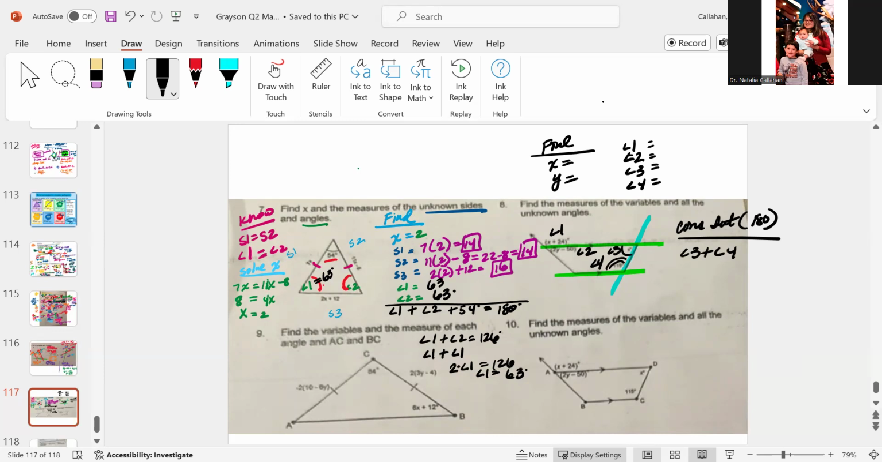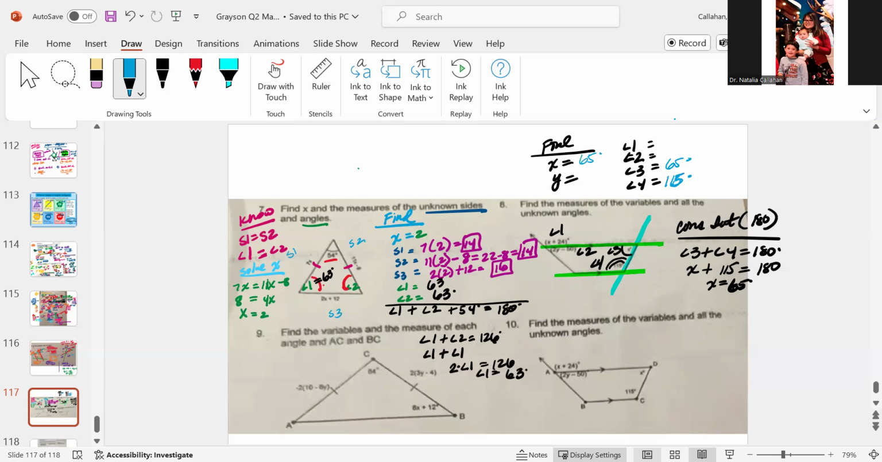Angle 3 plus angle 4 equals 180 degrees. Angle 3 is x. Angle 4 is 115. So when I solve for this, it's going to be 65 equals x. So x equals 65 degrees. And you already know angle 4 is 115 degrees, and you also know that angle 3 is 65 degrees. That makes sense because angle 3 looks acute, angle 4 looks obtuse, and 115 is obtuse, 65 is acute.